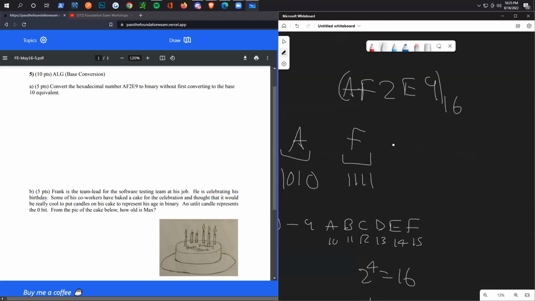Now we're gonna have 2. 2 is just gonna be 2. E is going to be, let me do just 9. So E is 14. So that's going to end up being, let me see, 0. So it's going to be 8 plus 4 plus 2. There we go.